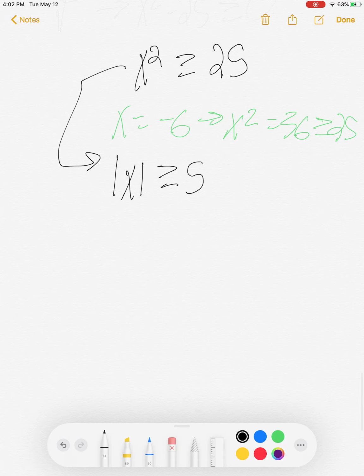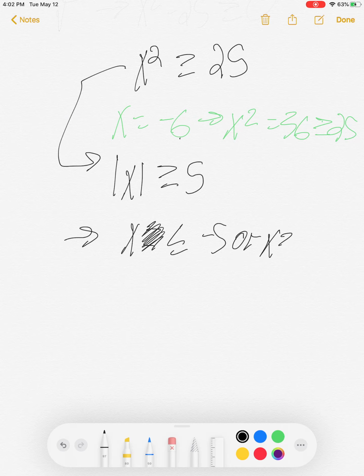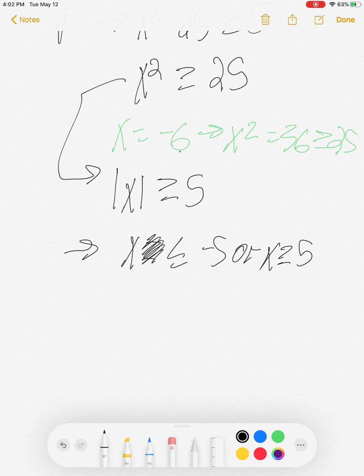This doesn't just mean that x is greater than or equal to 5, because we also have to consider these negative cases below negative 5. So we know that the absolute value of x must be greater than or equal to 5. This is the same as saying that x is less than or equal to negative 5, or x is greater than or equal to positive 5. So that's one thing we need to take into account. That's one way which restricts our domain.